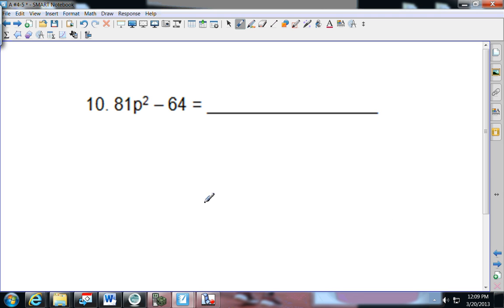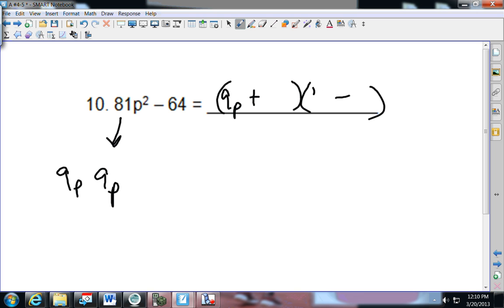Number 10, it has 2 terms. It has that minus in between it. Let's see if this works. 81 should have split up as 9p and 9p. 64 splits up as 8 and 8. That's what you should have come up with for number 10.